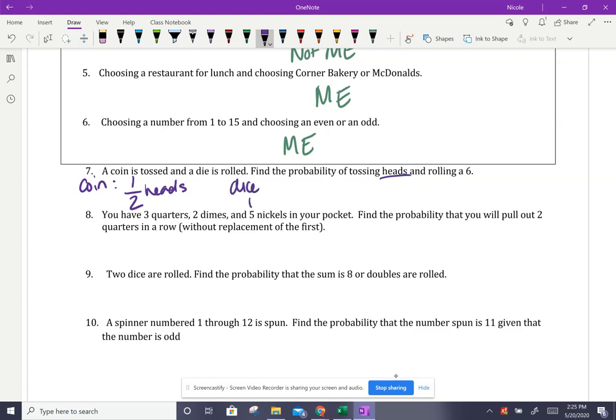On a dice, getting the number 6. There's a total of 6 outcomes on a dice, but there's only one number 6. This says and in the middle, so that means that we are going to multiply. So 1/2 times 1/6 gives you 1/12.